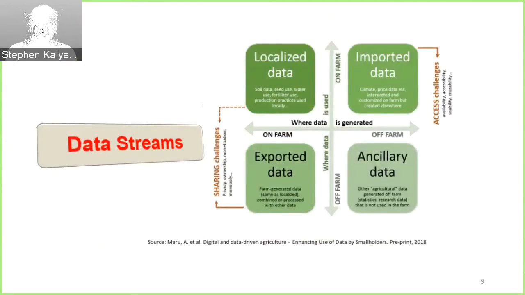The data streams. Most of the time when we speak about data and we speak to the farmers, and we are trying to investigate the challenges they face, they say we don't have information, we don't have data. But we need to understand there are various streams of data. We can have localized data. This localized data is like on-farm data. You have a farm, probably you have a chunk of land. You're able to take some soil samples and identify the soil structure, the soil properties. That is the data on your farm.